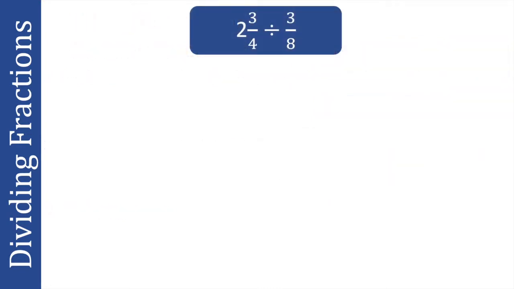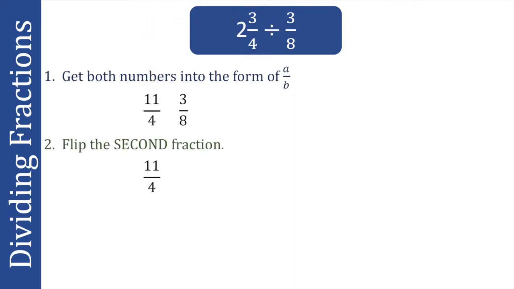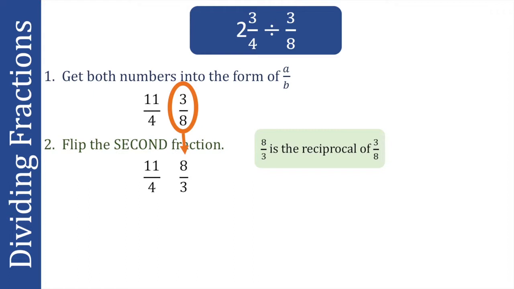Our first problem will be 2 3/4 divided by 3/8. Now step number 1 is to get both numbers into the form of a over b. 2 3/4 is a mixed numeral, so we need to change that to an improper fraction. So we get 11/4. 3/8, that looks good for now. Step 2 is to flip the second fraction. So that's 3/8. 3/8 becomes 8/3. 8/3 is the reciprocal of 3/8.